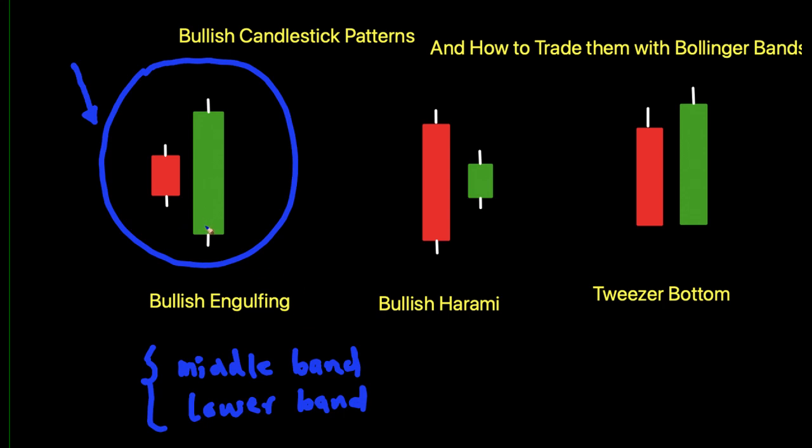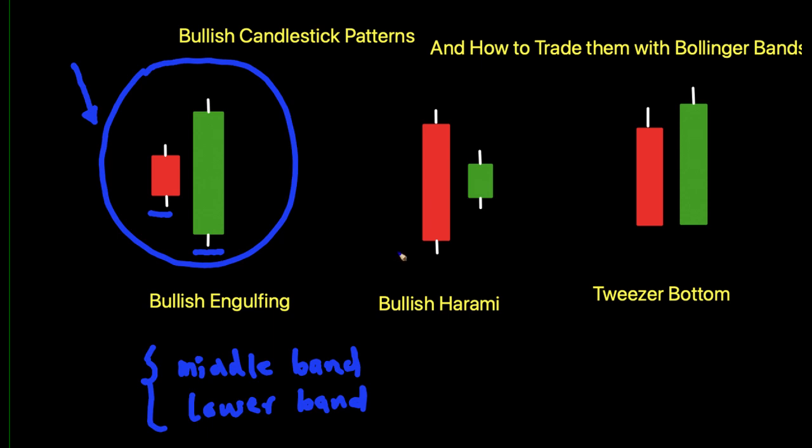Now the bullish engulfing pattern looks like this. You have a small bodied red candle, and it is engulfed by the green bodied candle, which is huge, bigger than this small red bodied candle. So this pattern is called the bullish engulfing pattern: a small bodied red candle engulfed by a big green bodied candle.